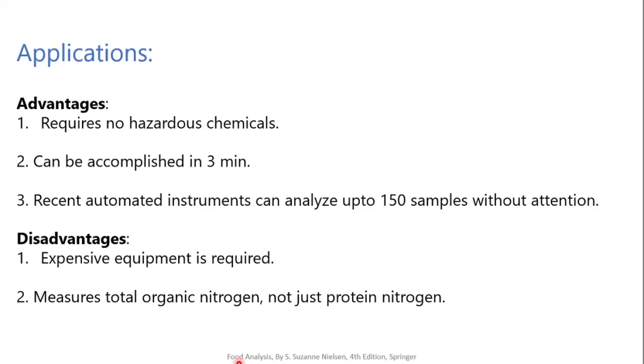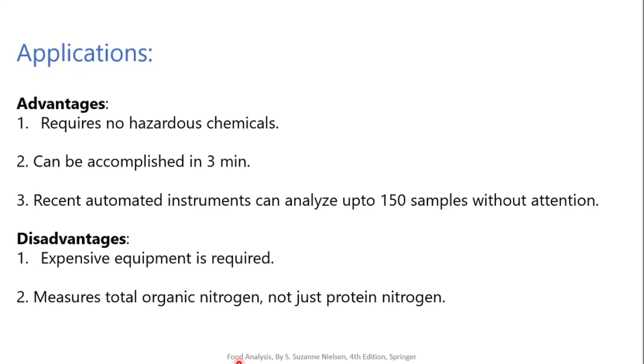Then what are the advantages? This particular Dumas method requires no hazardous chemicals for the analysis. It also requires very little time, it should be completed within 3 minutes. Then recent automated instruments can analyze up to 150 samples without any attention. So this is the automation in the instrumentation, that's why the number of samples we can analyze is somewhat more.